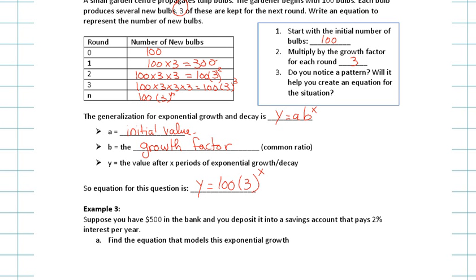Now, in this case, we know what our growth factor is. We know it's tripling, so that means it's 3. Or it's doubling, that means it's 2.